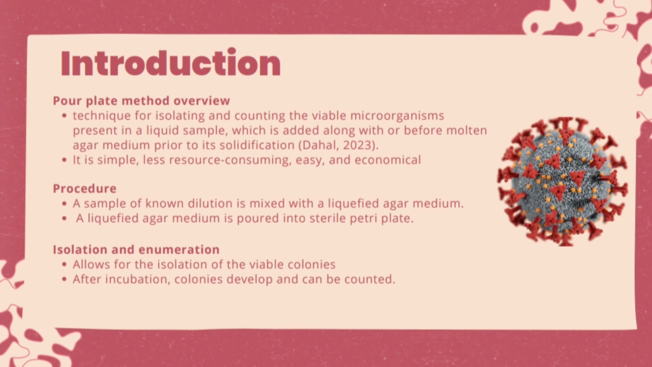The procedure of the pour plate method is like this. A sample of non-dilution is mixed with a liquefied agar medium. Then, the liquefied agar medium is poured into a sterile petri plate. The isolation and enumeration in the pour plate method allows for the isolation of viable colonies, and after incubation, the colonies develop and can be counted to determine the concentration of the bacteria in a sample.